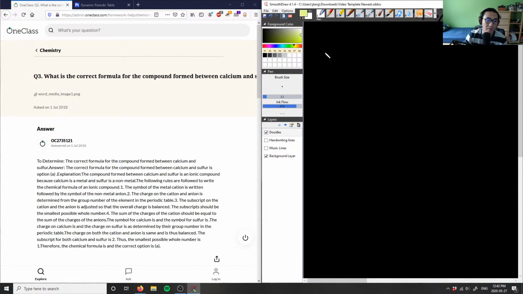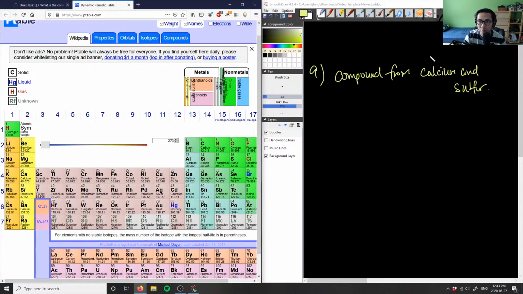Let's look at number 9 here. Number 9 is asking us what is the correct formula for the compound formed between calcium and sulfur. So it's very, very similar to the previous question. What we can do is look at our periodic table. We can find calcium, which is again Ca, which is here. So let me write this in a different color. Ca is calcium, and our charge here is 2+, right?